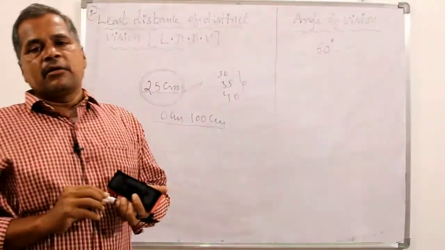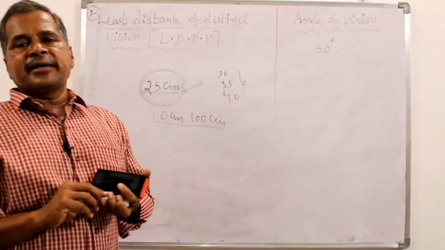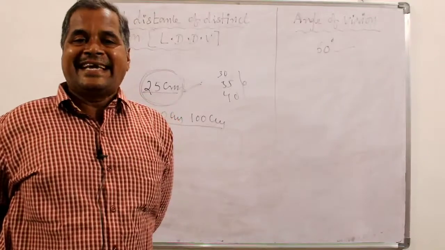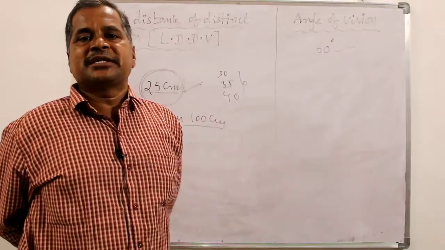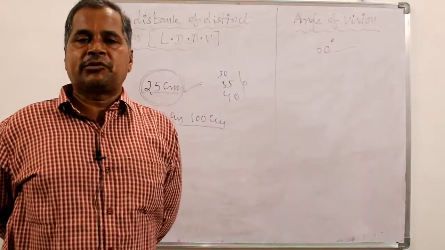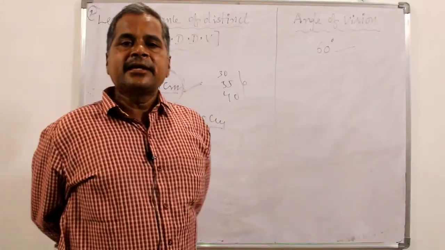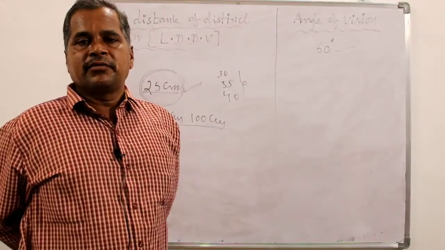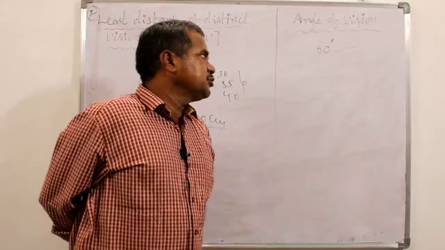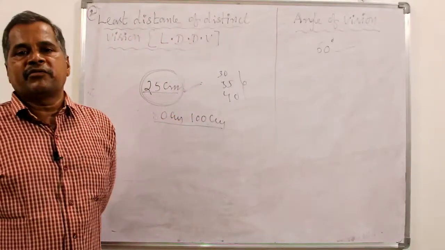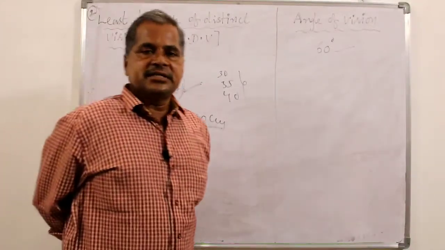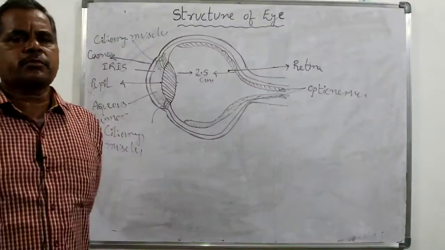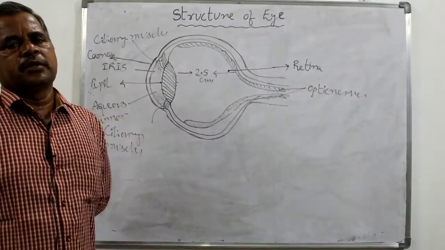Once again, angle of vision: the maximum angle at which any person can see both ends of a vertical object very clearly without any rotation of the eyes is called the angle of vision. So for any healthy human being, the value of the angle of vision is 60 degrees. Now we are going to study the structure of the eye.